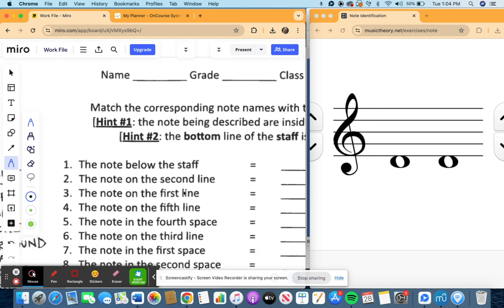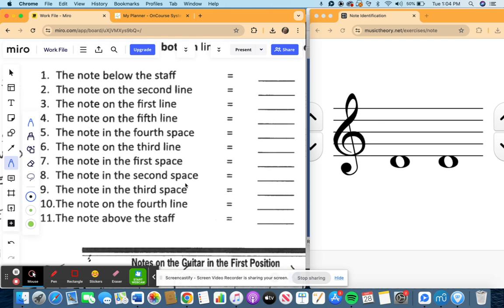So look at number 2, the note on the second line. Well, this is the note that's below the staff. This is the note that's on the first line. This is the note that's in the first space. And this is the note that's on the second line. Its name is G. Whenever a note's on a line, the line of the staff goes through the note. So this is the note on the second line.